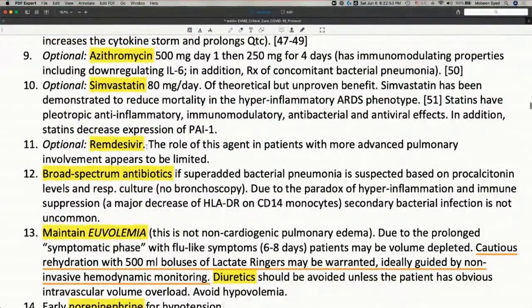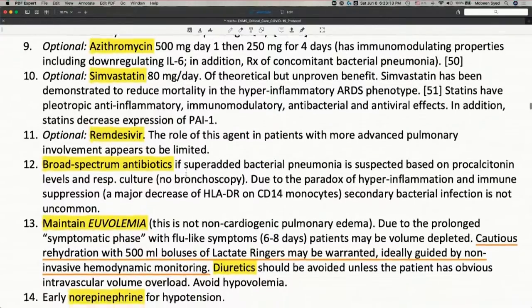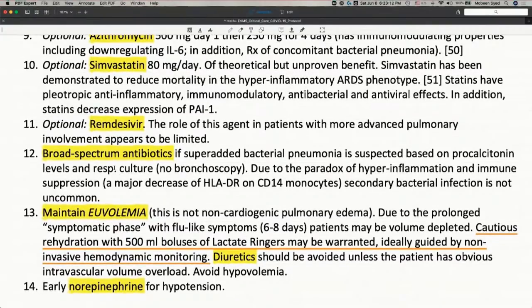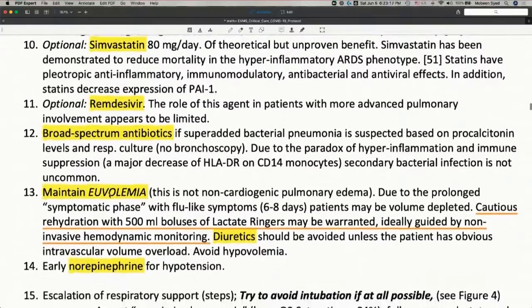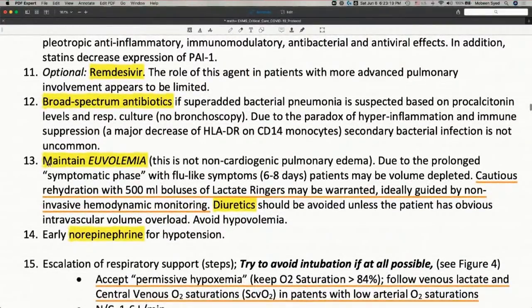They put remdesivir as optional. I would not put that as optional. I will make it part of the protocol. The role of this agent, we know that remdesivir is IL-6 blocker, and remdesivir is the disruptor for the CCR5, CCL5, and so it has its benefit. Broad spectrum antibiotics. So if the patient is developing secondary infections, so of course the broad spectrum antibiotics are useful. And then look at this one, the point number 13. Maintain euvolemia. What they are saying is that do not give so much volume.